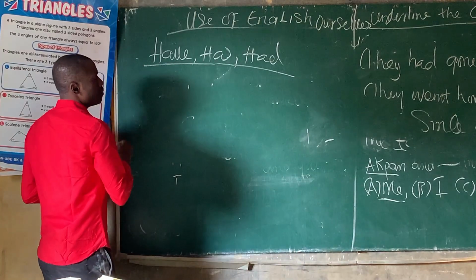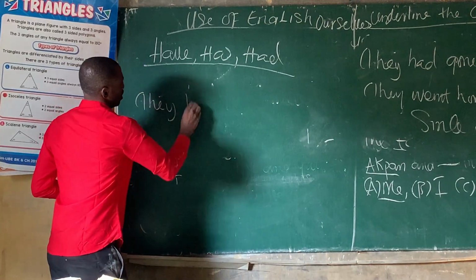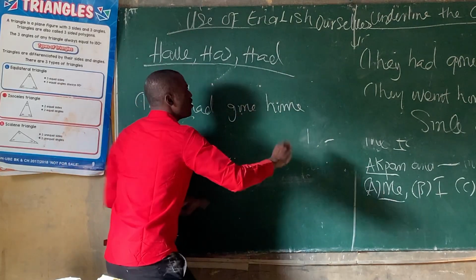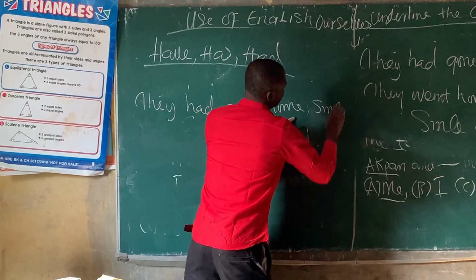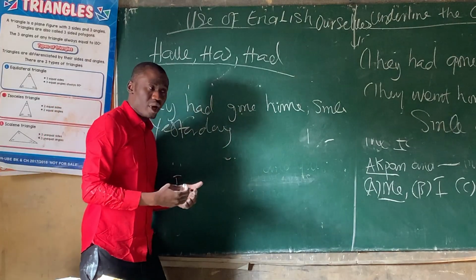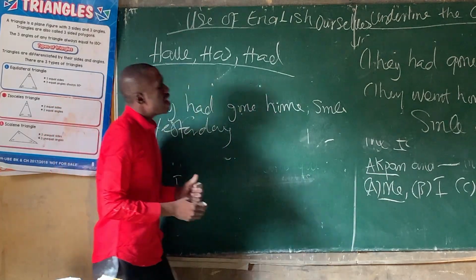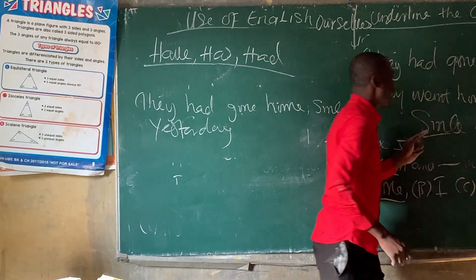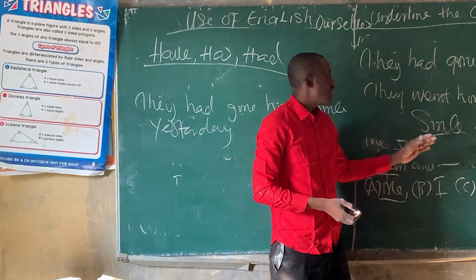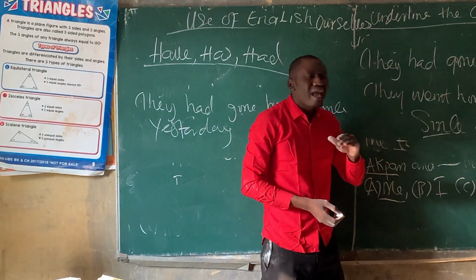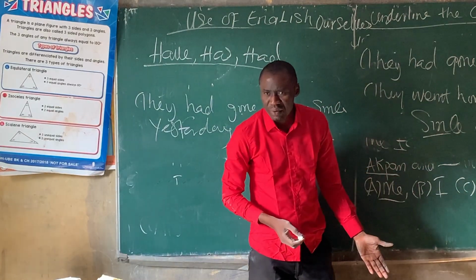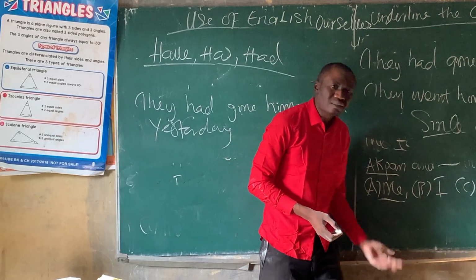They have gone home since yesterday. Now, when I told you about the use of since and for, I said both are used for definite time, but as specification. Since can be used to identify a definite time that is not numbered. A definite time that is not numbered is last year, yesterday, last month.